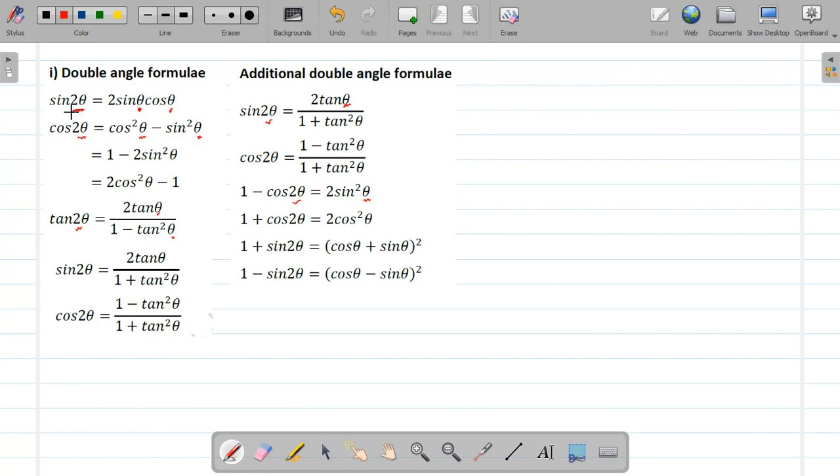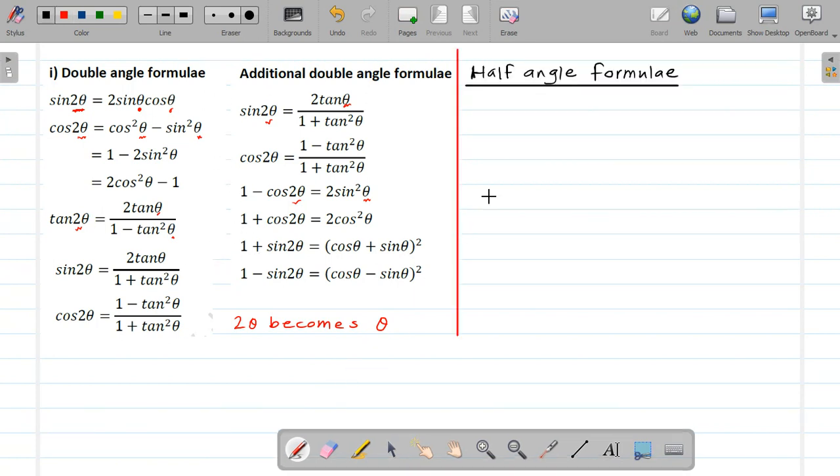If the left hand side contains a double angle, then it becomes half on the right hand side, meaning 2 theta becomes theta. I will write here for every formula, 2 theta becomes theta, meaning it is half of this angle 2 theta, and its half is theta. Now with this observation, we are going to write the half angle formula also. Okay, so let us discuss the half angle formula.